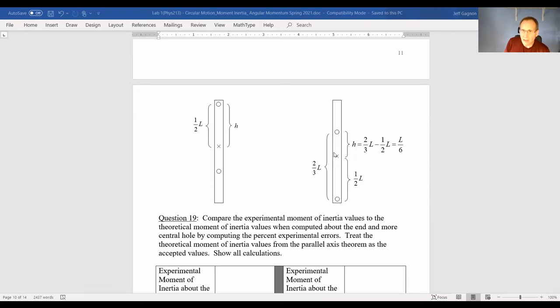So this is 2/3 L, 2/3 capital L. We know that the distance from the center of mass to this end is half of capital L, the length of the aluminum stick. So what is this distance D, which is also called H later on? Well, it must be 2/3 capital L minus 1/2 capital L. 2/3 is the same as 4/6, 1/2 is the same as 3/6. So 4/6 minus 3/6 is 1/6 L. So it's just capital L over 6. That's going to be your D.